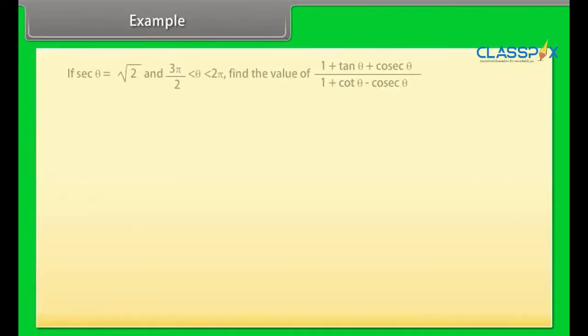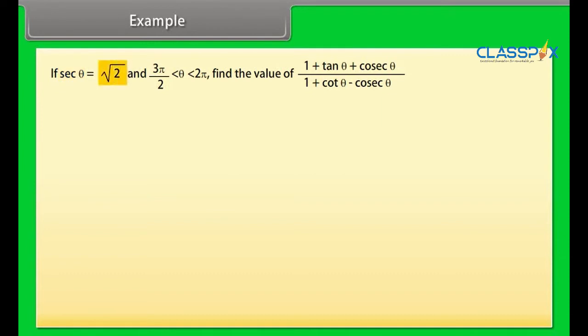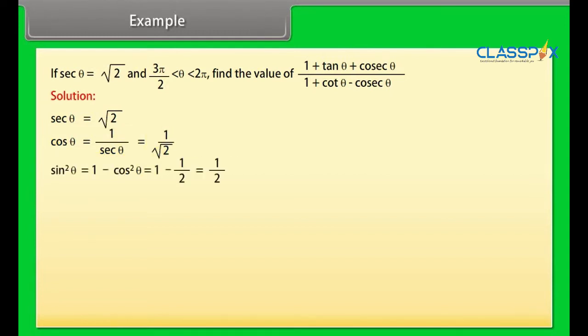Example. If sec of theta is equal to root 2 and 3π/2 is less than theta, which is less than 2π, find the value of (1 + tan theta + cosec theta) by (1 + cot theta - cosec theta). Solution. Sec theta is equal to root 2. Cos theta is equal to 1 by sec theta, which is 1 by root 2. Sin square theta is equal to 1 minus cos square theta, which is 1 minus half, equal to half. Thus, sin theta is equal to plus minus 1 by root 2.